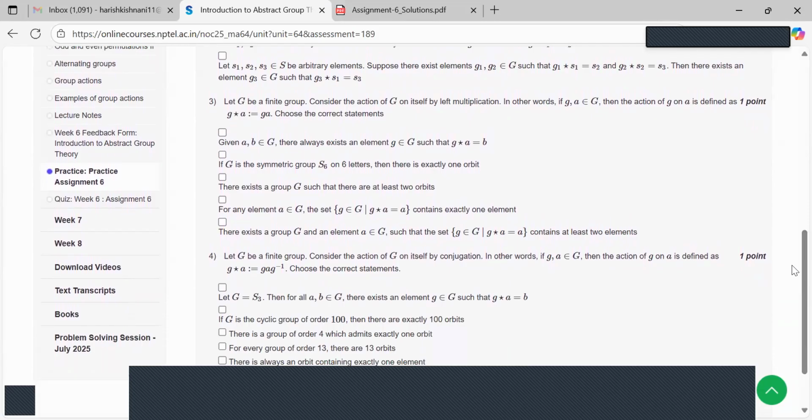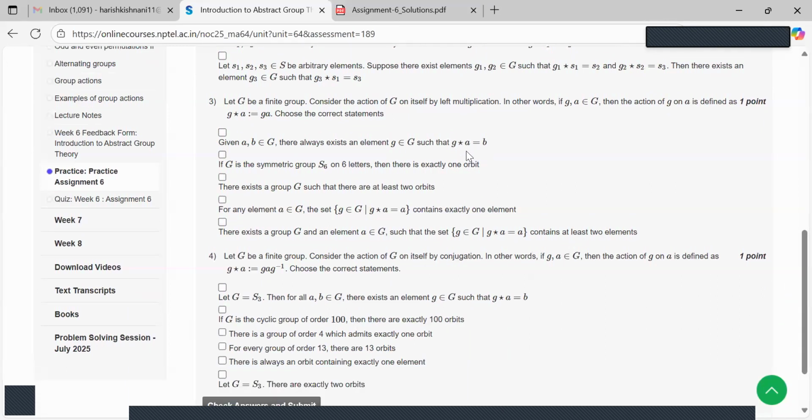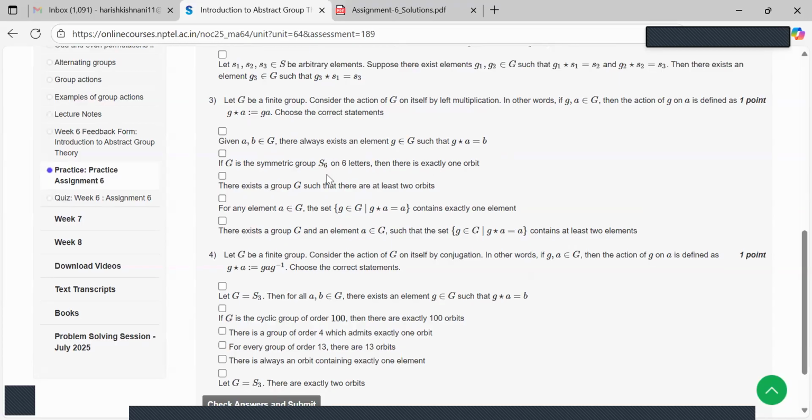So this says we have the multiplication action on the left on the group. Well, the action is the left multiplication, and then given two elements A, B, there always exists an element G such that G star A is B. This we have already seen, and this implies that there exists exactly one orbit. So this third option discards, and second is just a special case of first.